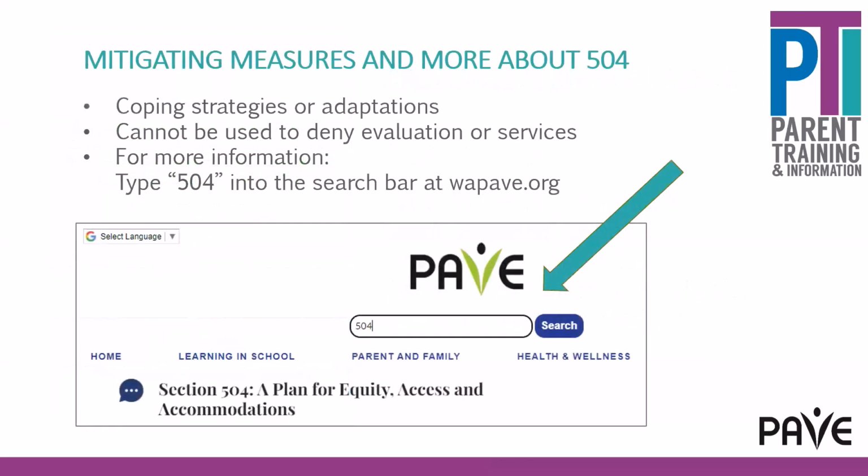Section 504 includes specific rules about mitigating measures. A mitigating measure is a coping strategy or adaptation that a person with a disability uses to eliminate or reduce the effects of an impairment. For example, a person who is deaf might learn to read lips. A person with attention challenges might take medication. A person with dyslexia may read using audible books.